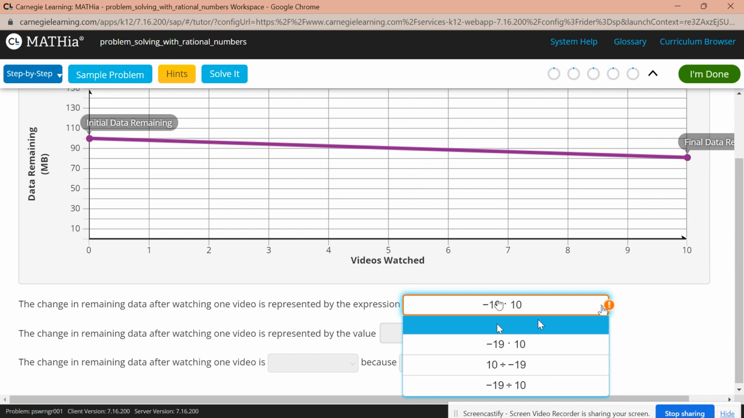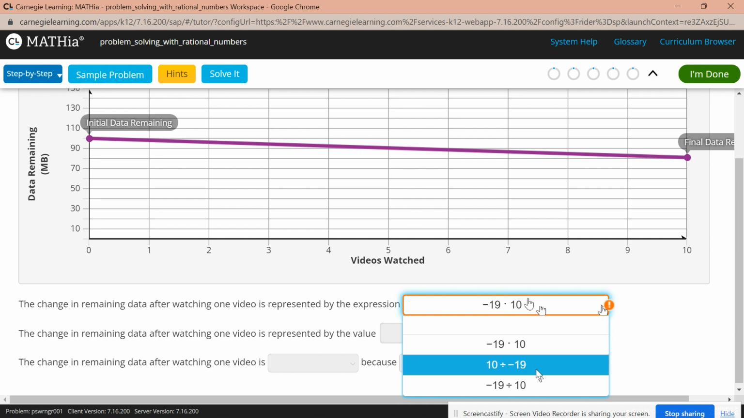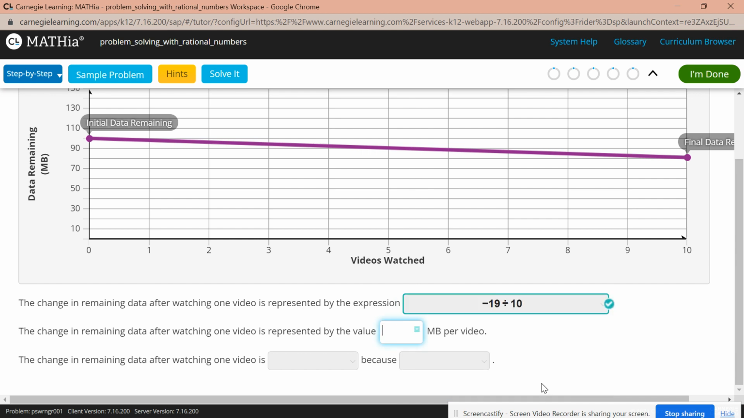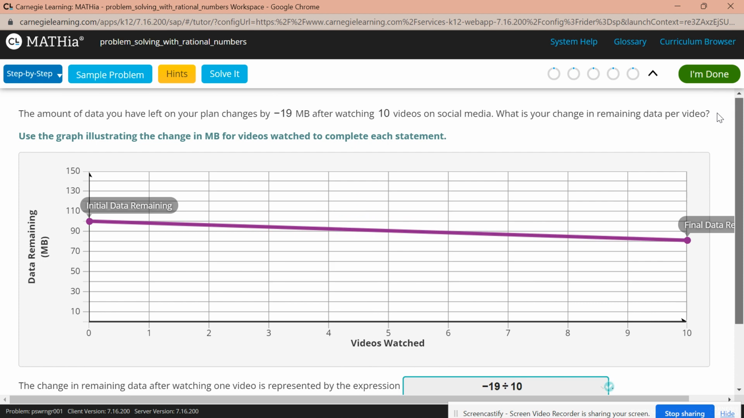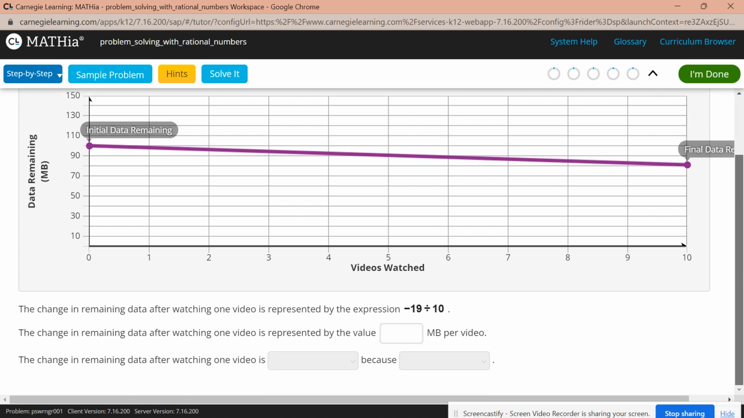And so we chose this negative 19 times 10. And I think we chose that second one. So how about negative 19 divided by 10? Okay. Because this was our, I shouldn't say this was our starting point, but that was the amount of change that took place as we watched 10 videos over that time. Okay. So that is a good answer.